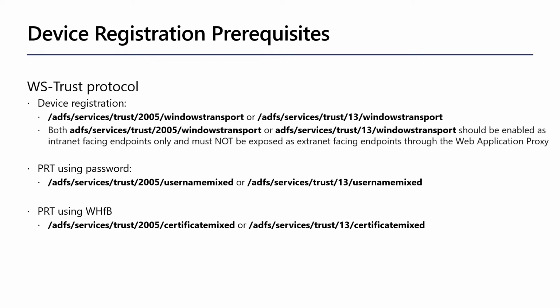For PRT acquisition, if you want users to acquire a PRT using a password, you should enable the username mixed endpoint on the ADFS server, and you can enable either the 2005 or 13 endpoint. And if you want your users to acquire a PRT using Windows Hello for Business or using a certificate, you need to enable the certificate mixed endpoint. And again, you can enable either the 2005 or 13 endpoint.